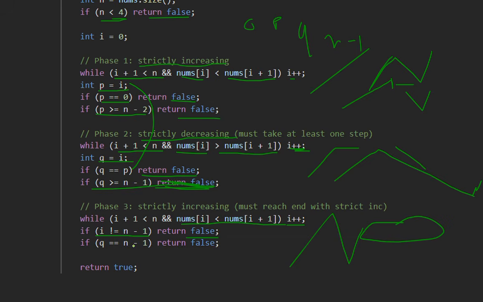Or what other case can we have? Here this q has already reached n minus 1, like this case: increasing, decreasing and then constant line. So this was also not considered. And at the end, if all the three conditions are satisfied, then we will be returning true.